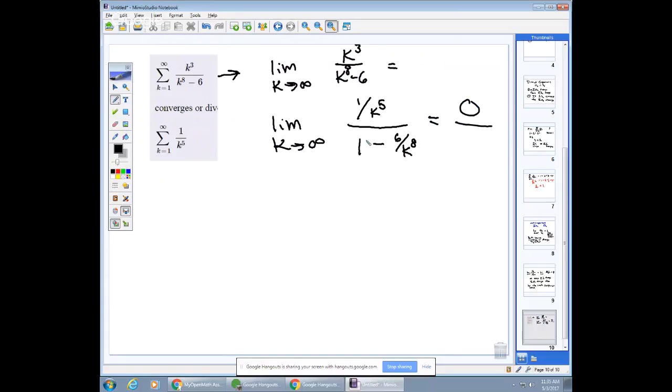And the denominator is, well, that's 1. That part's going to 0. So this is going to 0 over 1. So I've just shown the limit is 0 with that trick. It's a little easier, I think, than L'Hopital's rule. L'Hopital's rule has us apply derivatives.